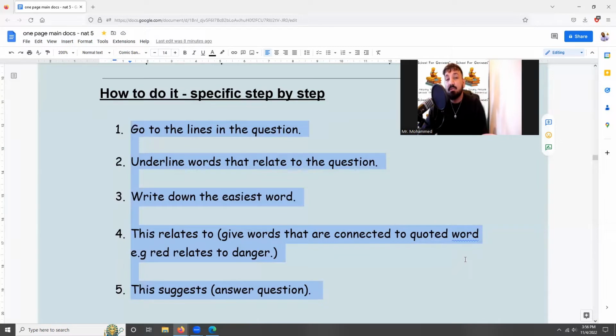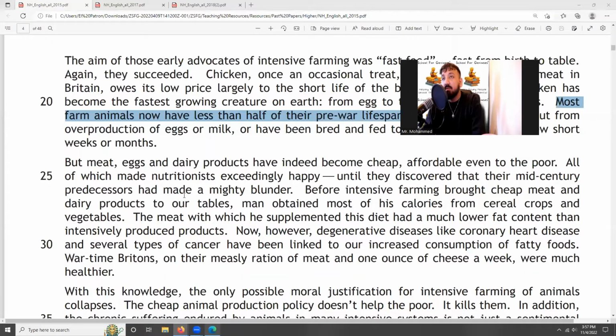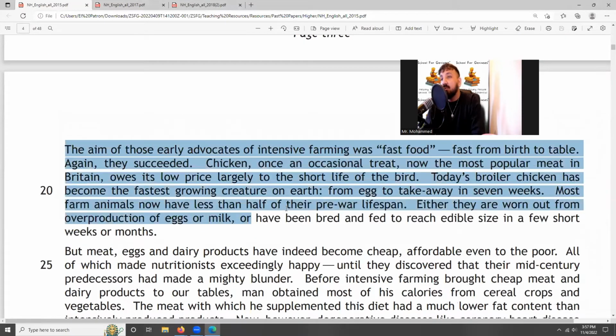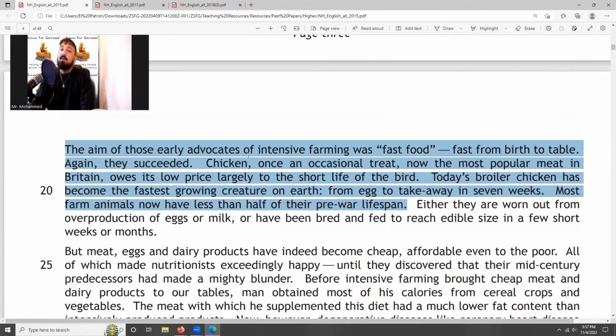Now what you do is you underline words that are related to the question. Give yourself a little selection. So when you go to the lines, there's going to be a bunch of words that you could choose from. Like, I'll give you an example. So have a look here. Say the question was about factory farming and how it's not good, how it treats animals poorly. There's a bunch of words in here that we could pick.